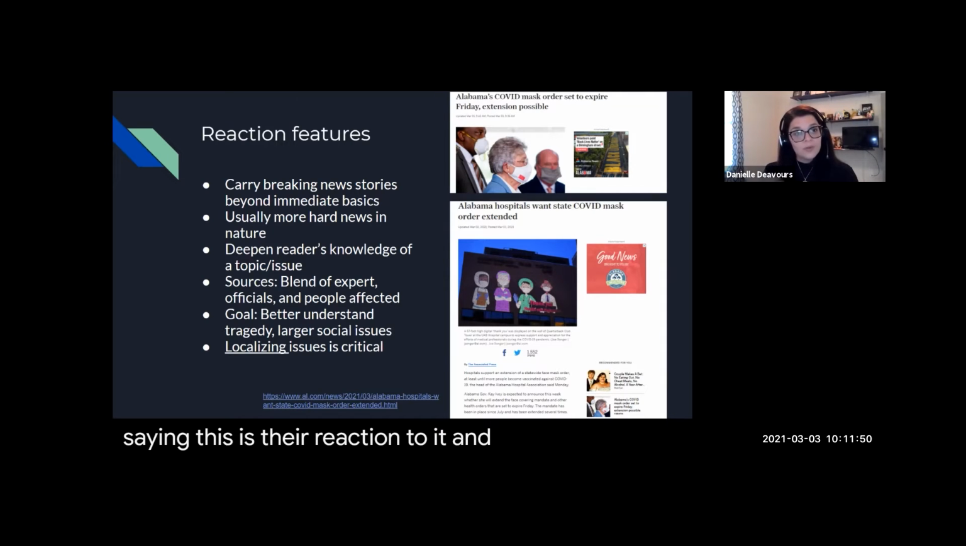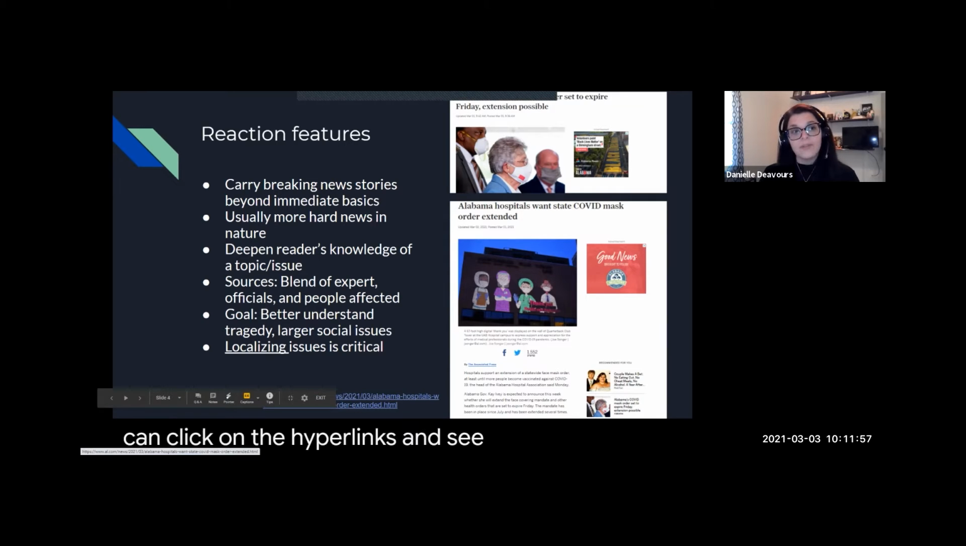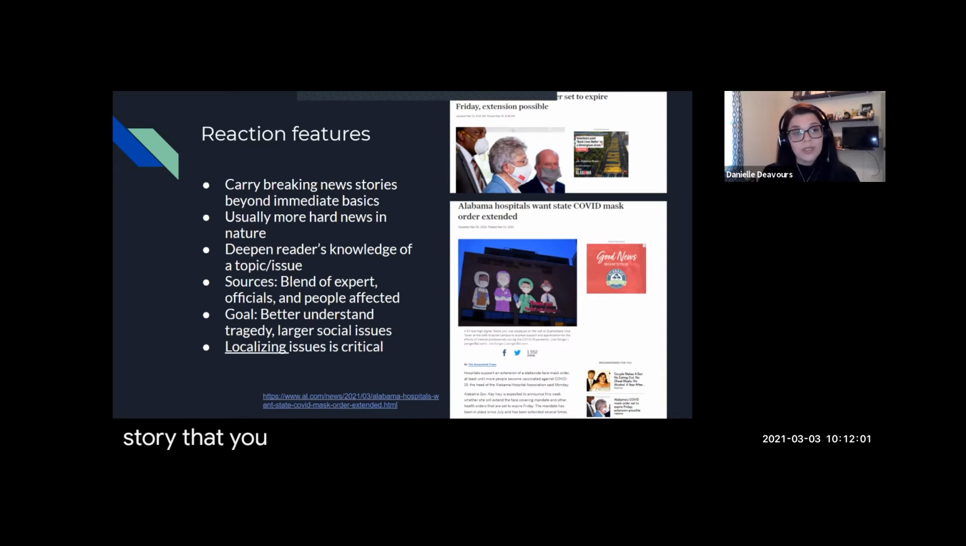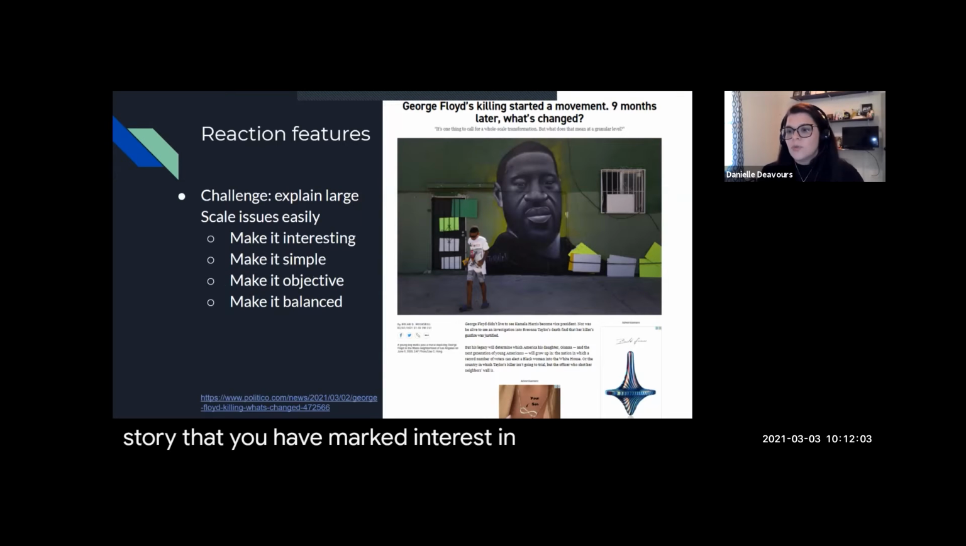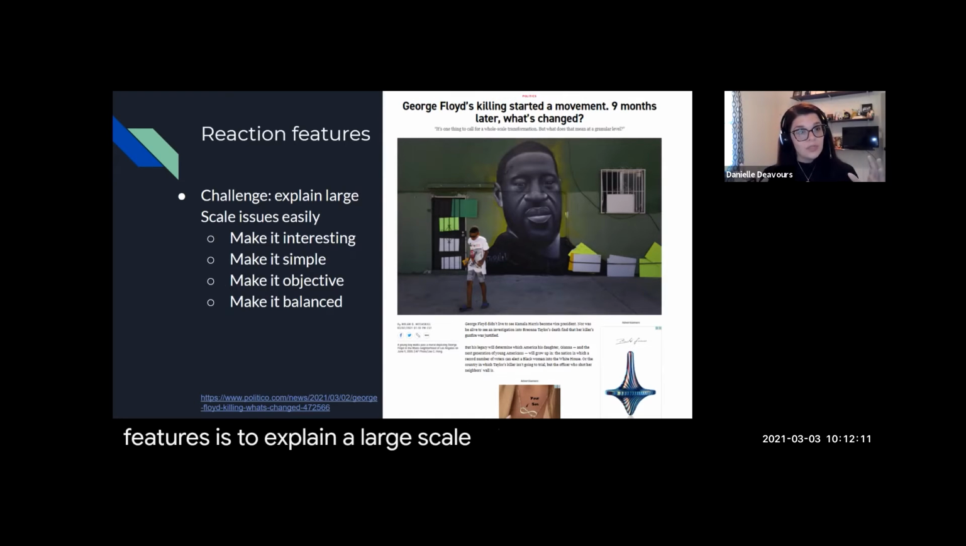And by the way, you can, of course, find these slides in Canvas so that you can click on the hyperlinks and see them in full as well if we don't click on a story that you have more interest in. So reaction features, the particular challenge for these types of features is to explain a large scale issue on a simple enough level for our readers. We need to make it interesting, and not all hard news is interesting, right?